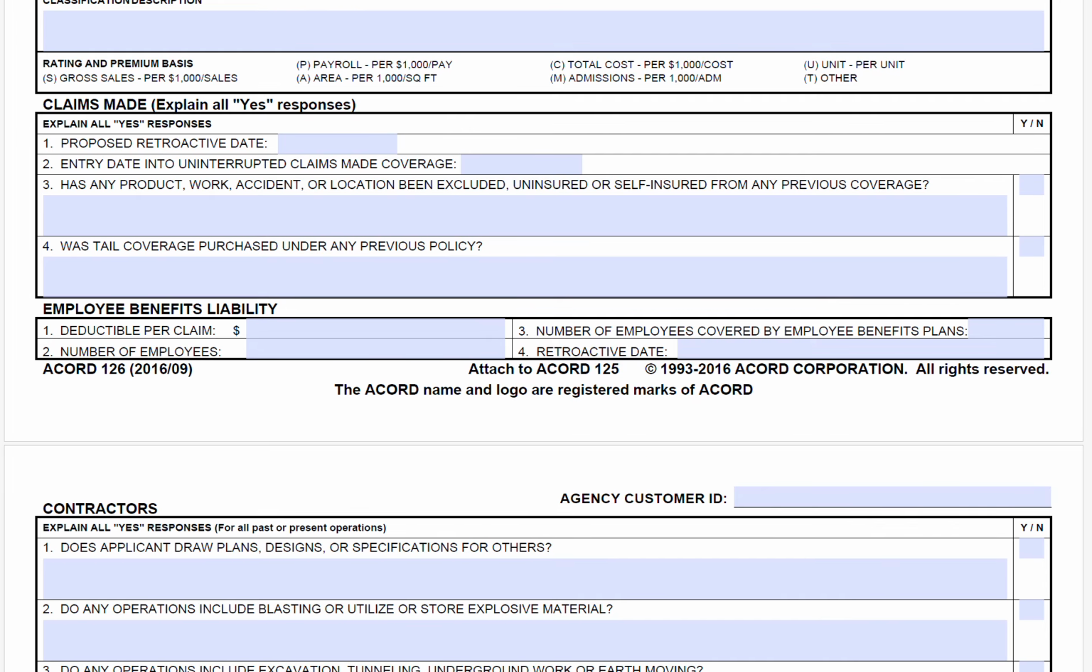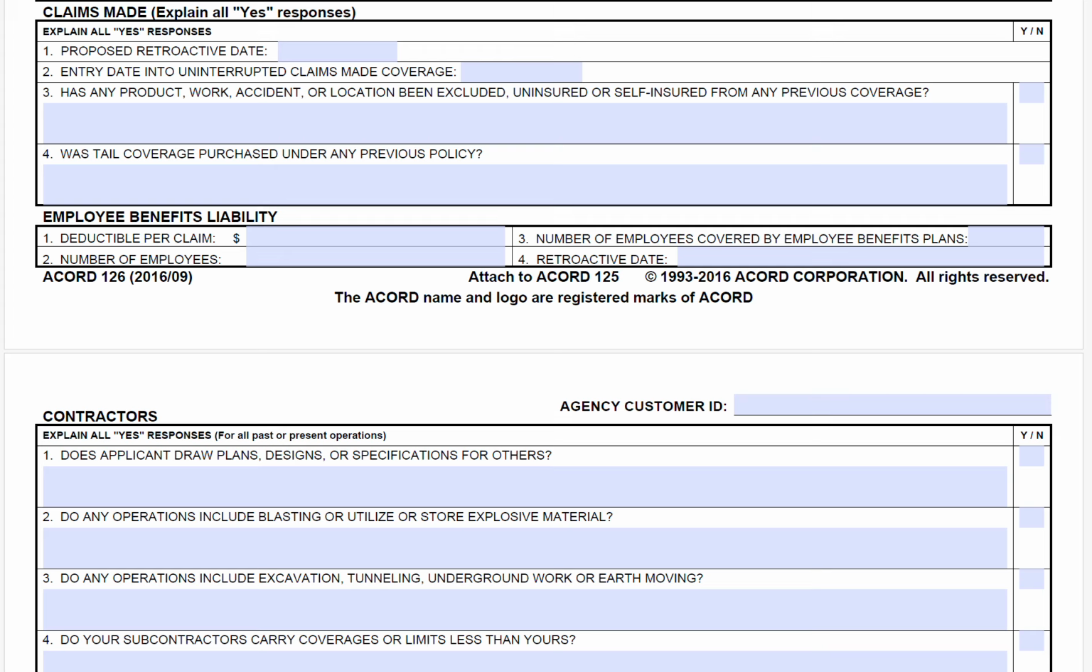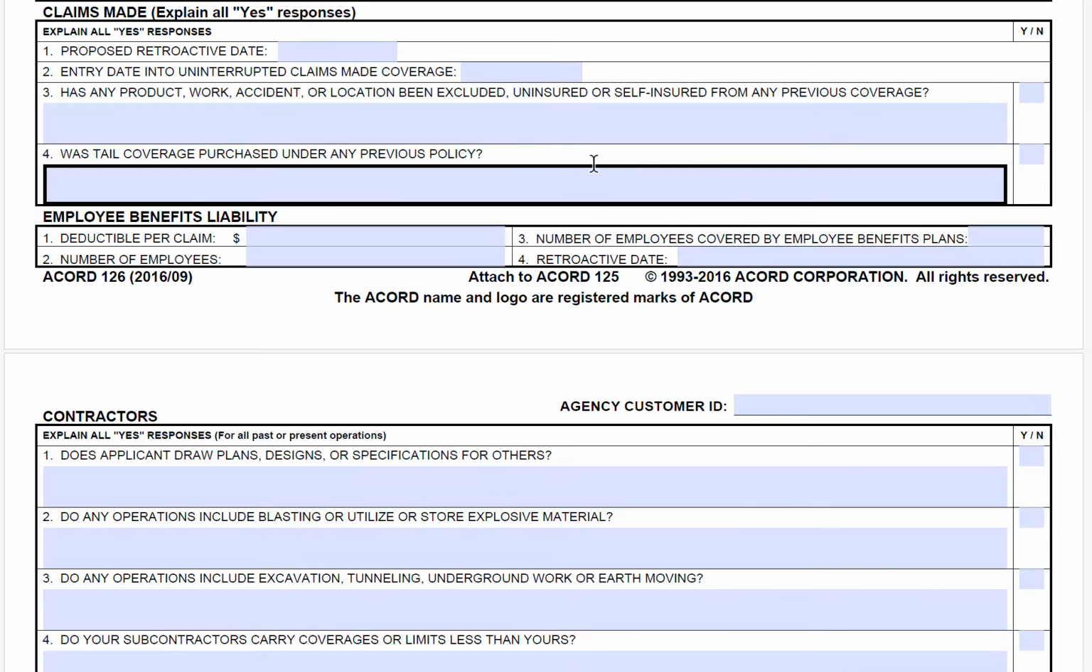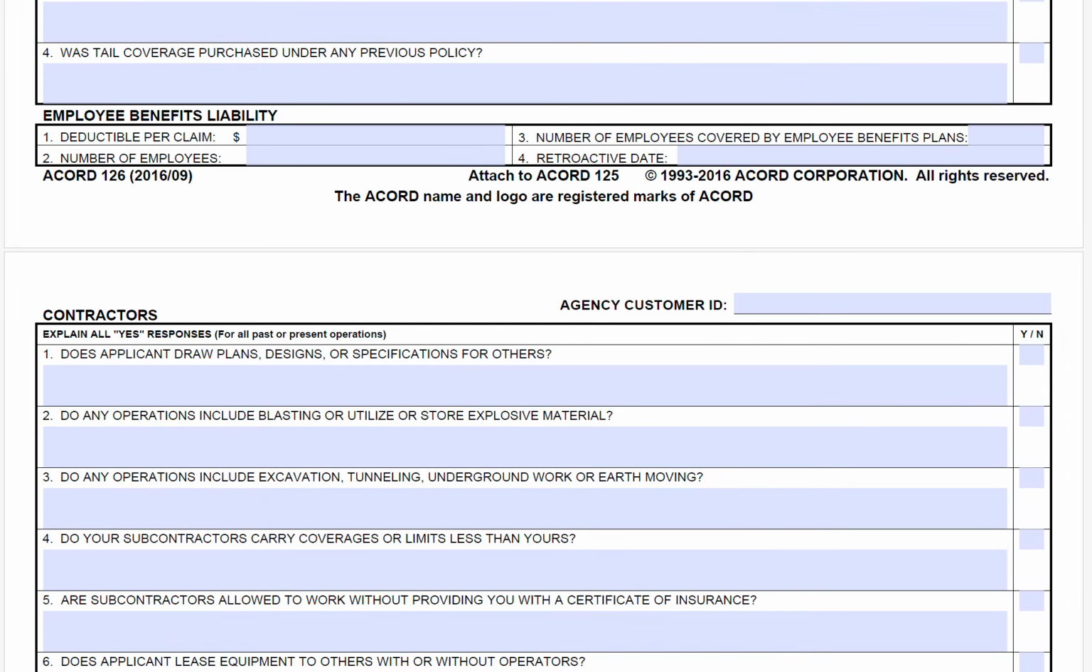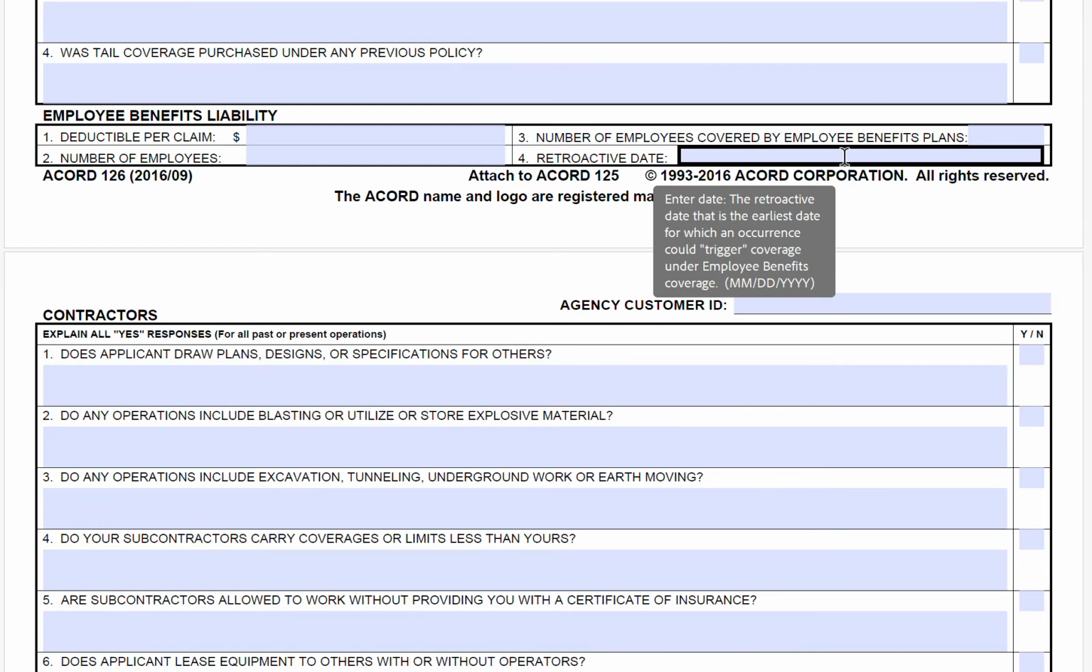Next, under claims made, if it is a claims made, you'll want to answer these questions. The most important one is the retroactive date. You're going to want that. And then any of these additional questions, if you click yes, you do want to list the explanation underneath. Employment liability benefits, that would be here. You would want to list all this information here as well.